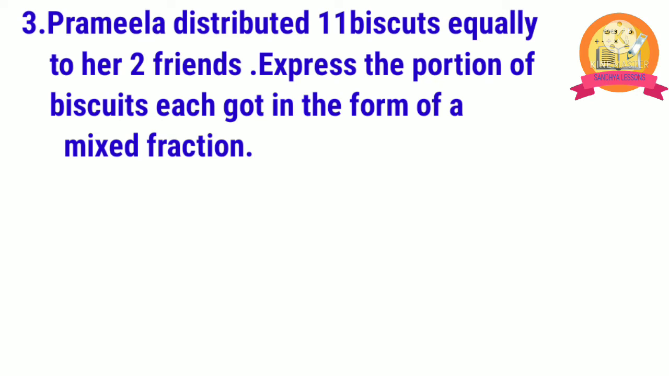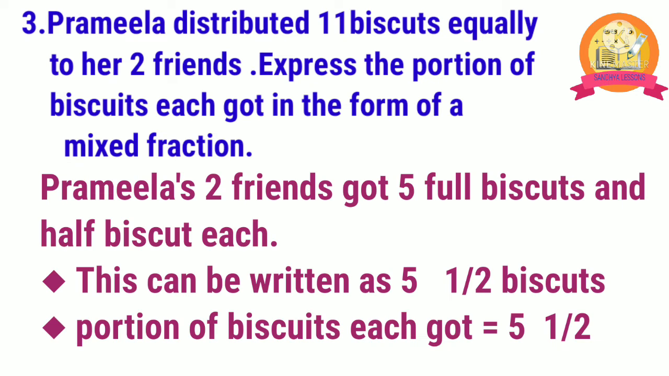Third Roman. Pramila distributed 11 biscuits equally to her 2 friends. Express the portion of biscuits each got in the form of a mixed fraction. In the question, number of friends and number of biscuits which were distributed equally was given. Let us write the mixed fraction. Pramila's 2 friends got 5 full biscuits and half biscuit each. This can be written as 5 1 by 2 biscuits. Portion of biscuits each got is equal to 5 1 by 2.